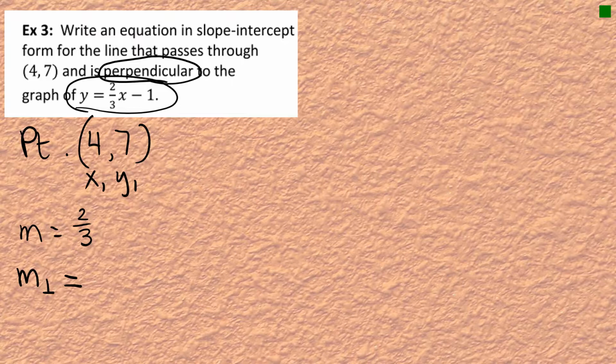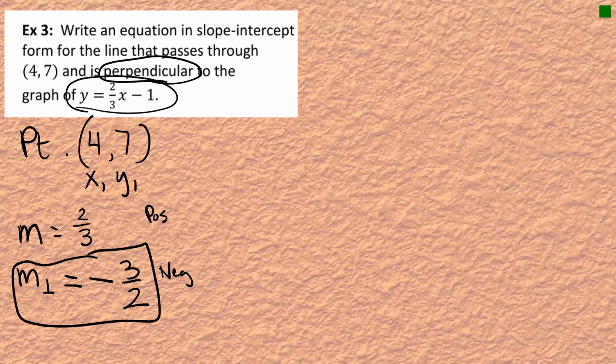So for the perpendicular slope, you have to do 2 things. You have to make it opposite. And we talked about opposite being positive versus negative. So my slope that I have here for my m, which is 2/3, is positive. So this has to be negative. And then the reciprocal means flip the fraction. So I get -3/2. So see what I did? The first one was 2/3, so it was positive. My next one had to be negative. And then I flipped the fraction. 2/3 became 3/2. So this is the slope I'm going to use.